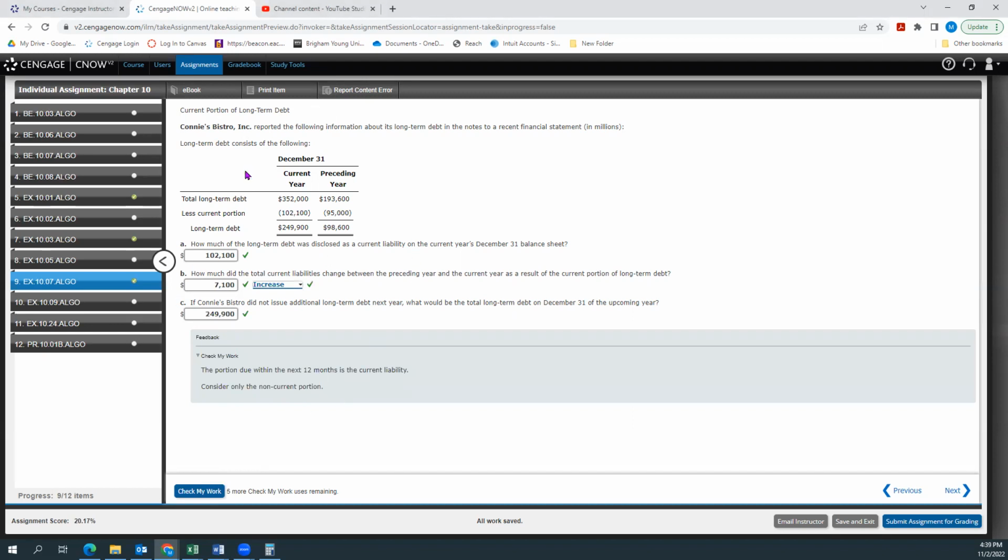It is. So why I think that's dumb is honestly, most likely if a certain portion of this was current, meaning it had to be paid off this year, there's probably a certain portion of this 249,900 that will be current and need to be paid off next year. And they don't really give us enough information to know that.